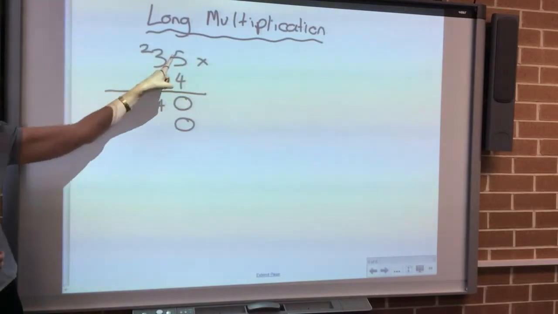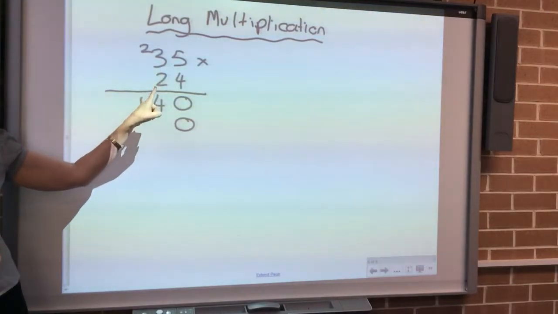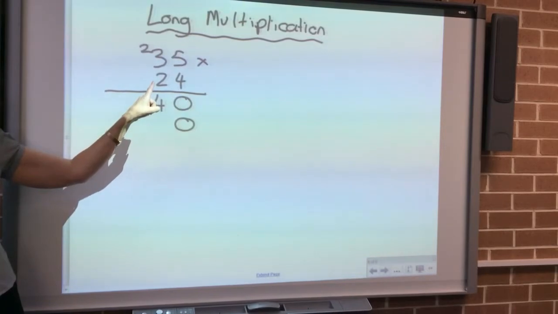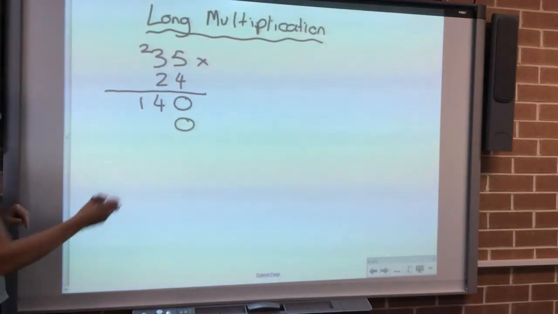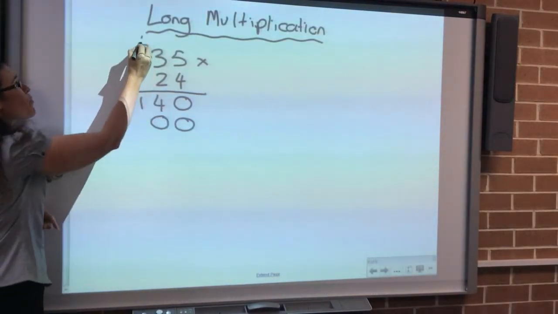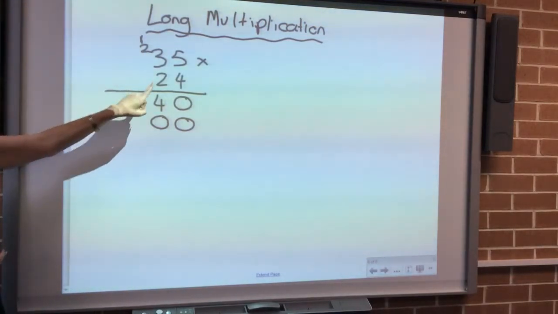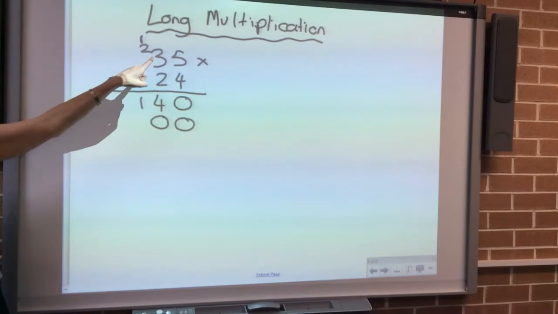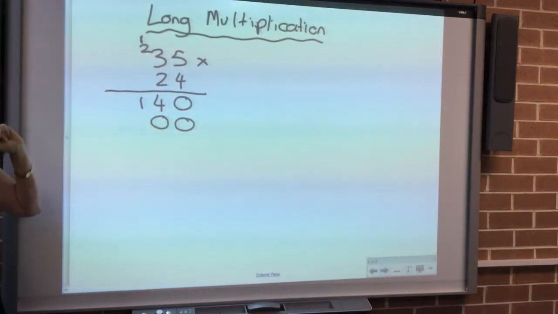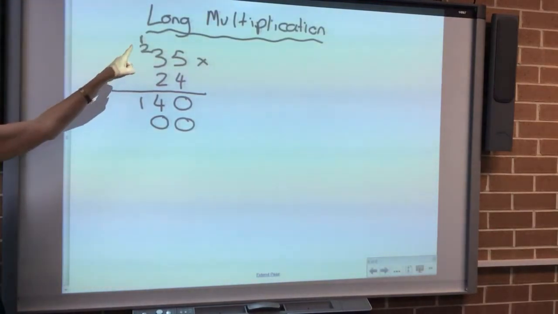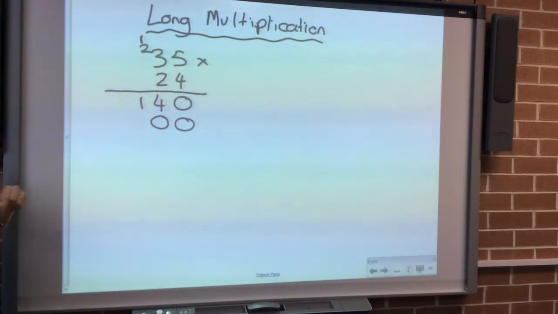I'm now going to do 2 times 5. What's 2 times 5? That's 10. So I put the 0 down here and I put the 1 up here. I've got to remember not to use that 2. It's a bit confusing. That's 12. 2 times 3. What's 2 times 3? 6. And 1 more? 7.